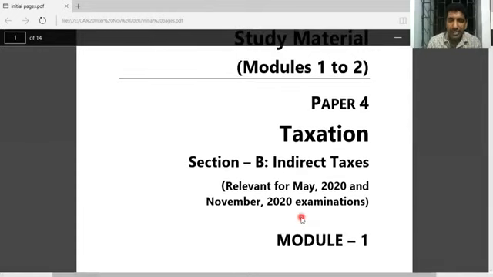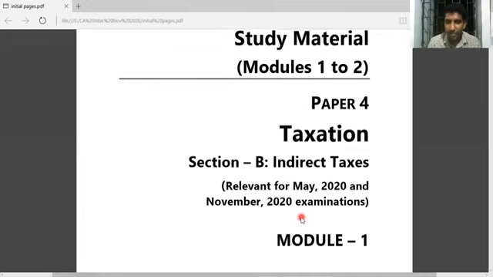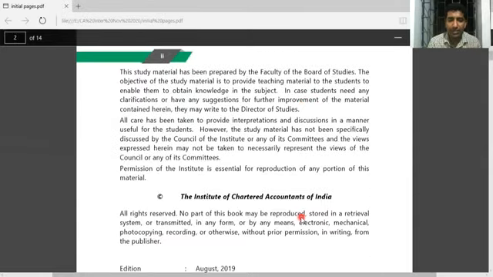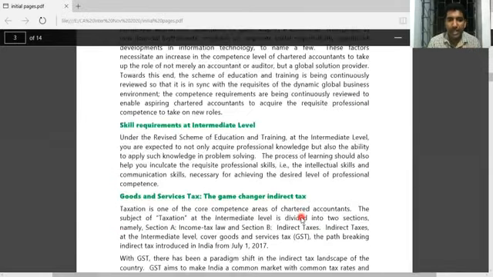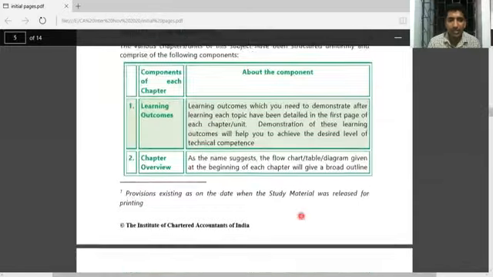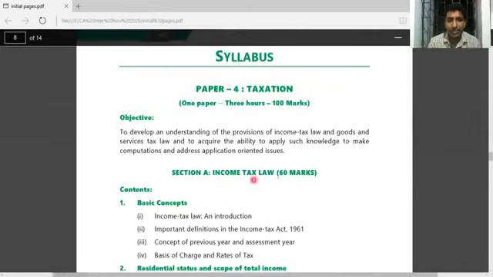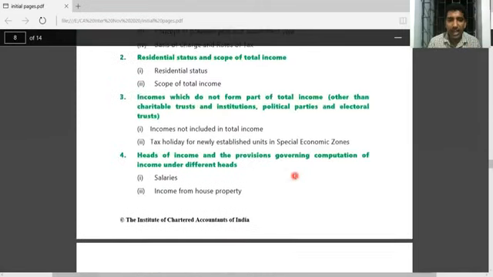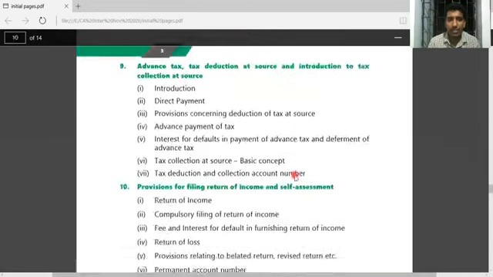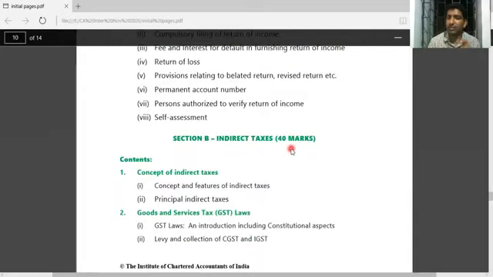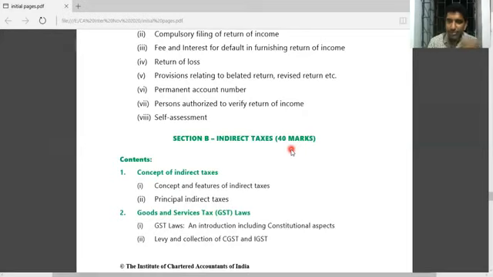For CA Intermediate students, Paper 4 of Group 1 is divided into two: one is income tax and the second one is GST. If you see the initial pages, income tax is Section A for 60 marks, and Section B, that is indirect taxes, is for 40 marks. So from today onwards, we will be discussing indirect tax, 40 marks.